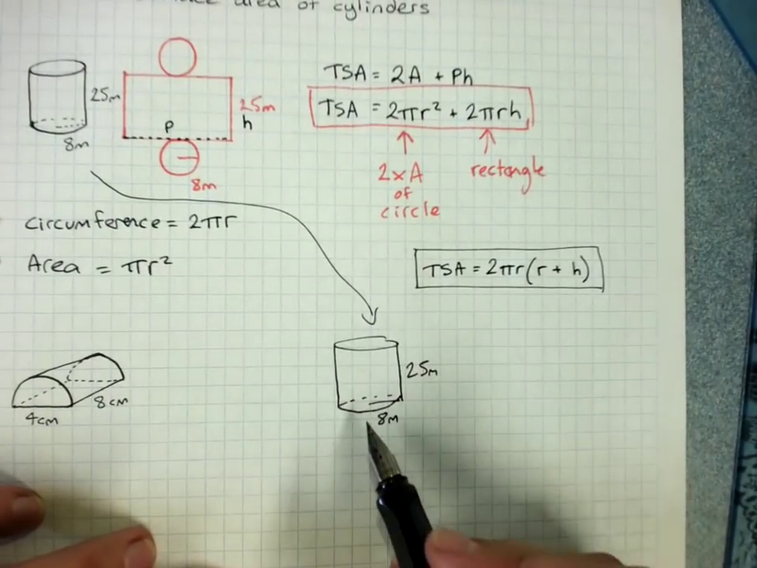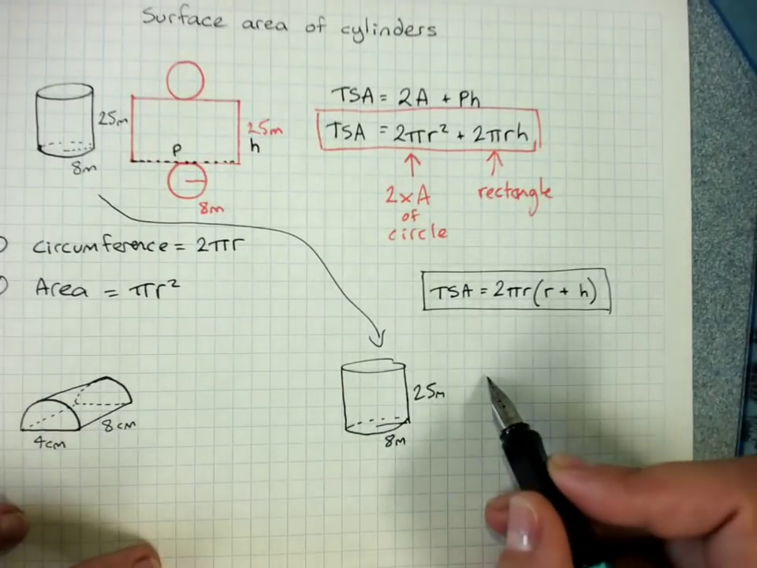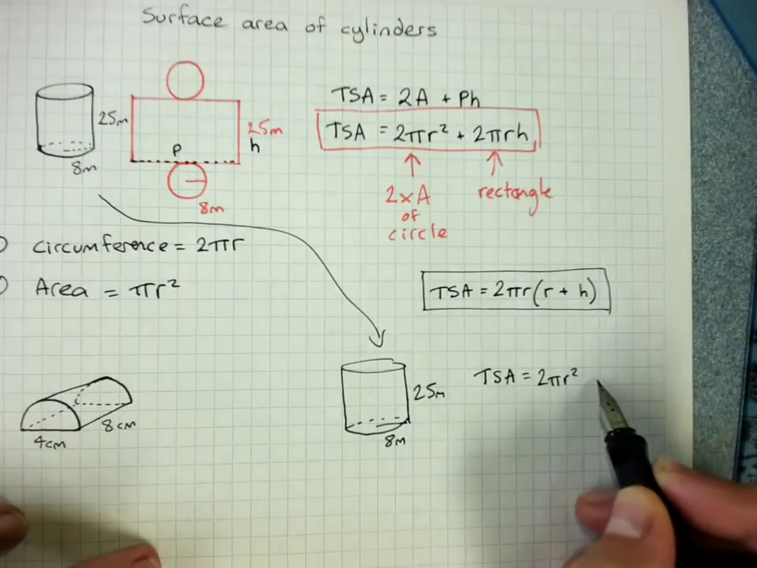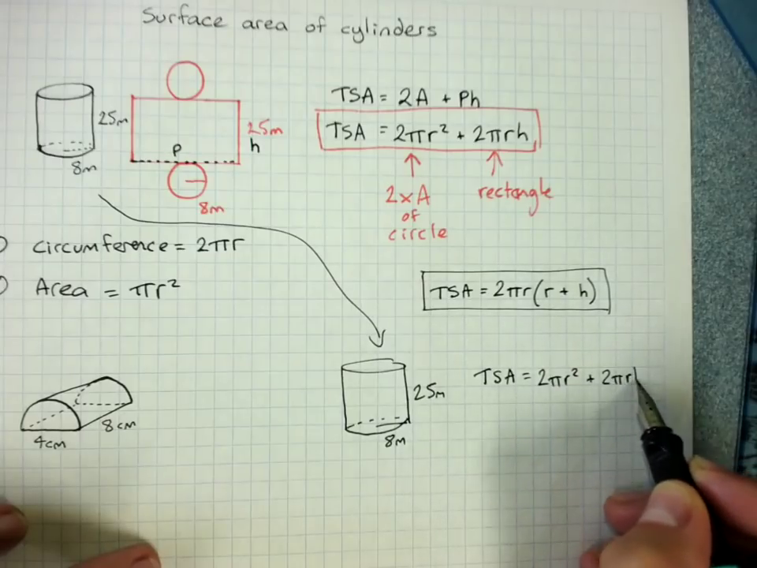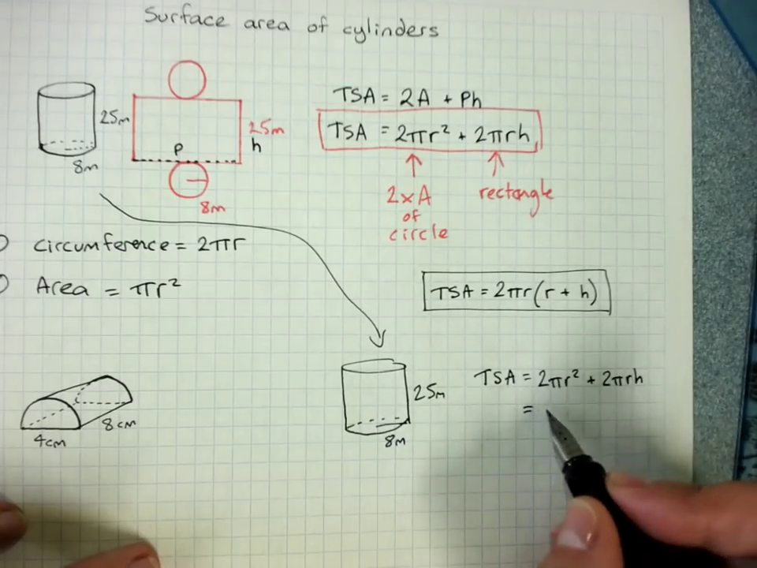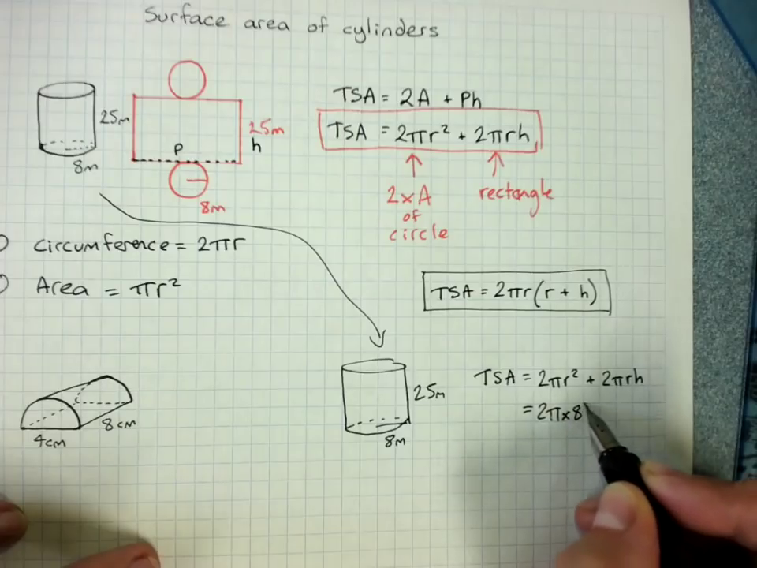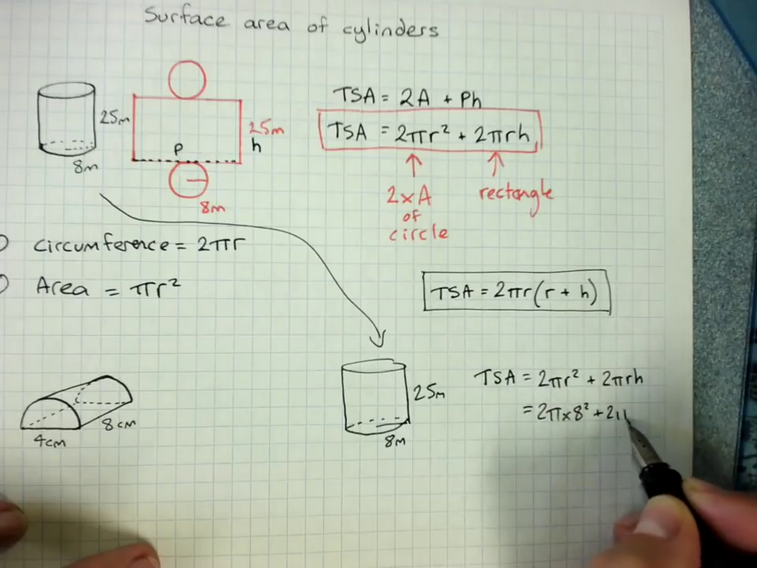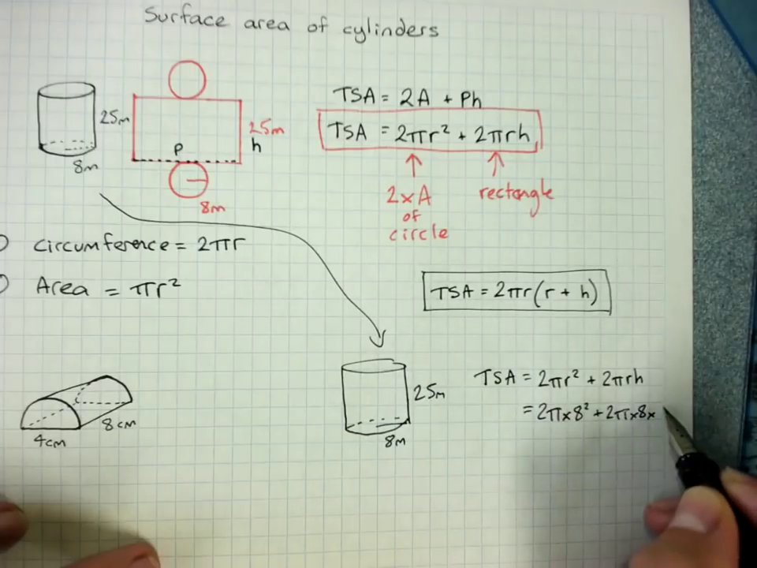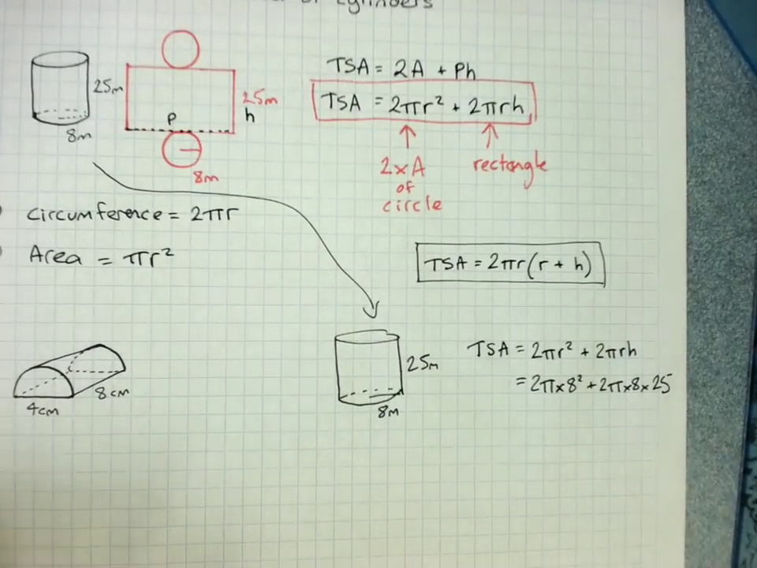So we've got a cylinder. We want to find its total surface area. We start with the formula. TSA is 2 pi r squared plus 2 pi rh. Equal signs line up, substitute your values. 2 times pi times 8 squared plus 2 pi times 8 times the height is 25. And you can simply put that all into your calculator.